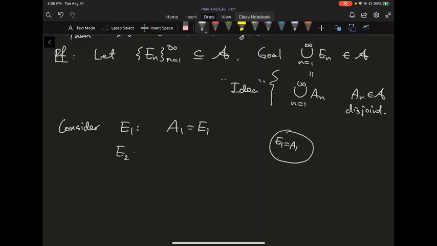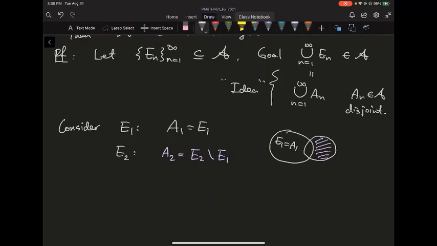And now let's consider what happens when we have E2. E2 may have some intersection with E1, but as you can see, we can just consider their set difference, this part. So suppose I let A2 be the set difference. So I let A2 be whatever is in E2, but I take away the things in E1. Then A2 is disjoint from E1, because A2 doesn't have anything from E1.